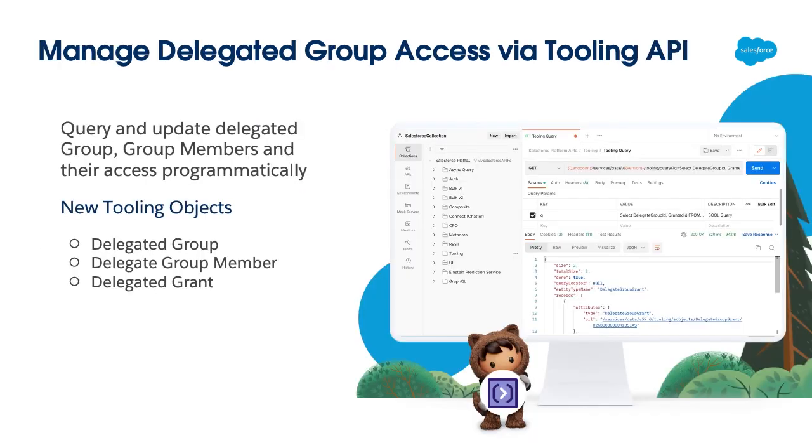Next, let's talk about some API updates. A small update we've added in this release is the ability to manage delegated administration by the tooling API. This means you can now find new tooling objects like delegated group admin, and delegated group grant, which can be queried and updated to manage delegated administration.